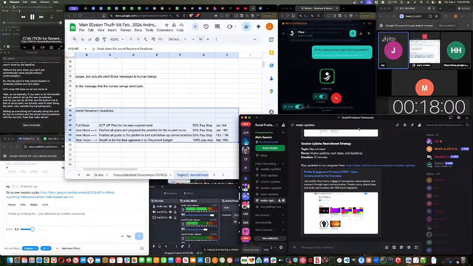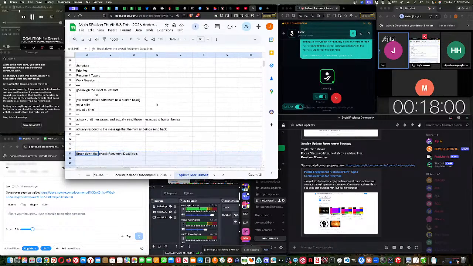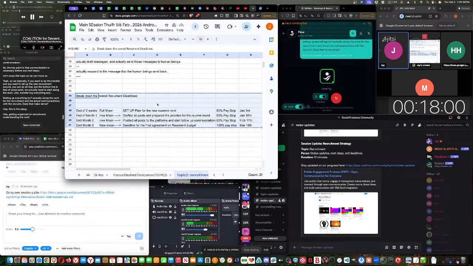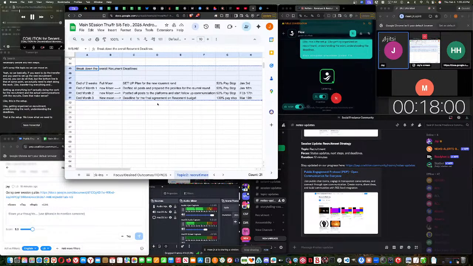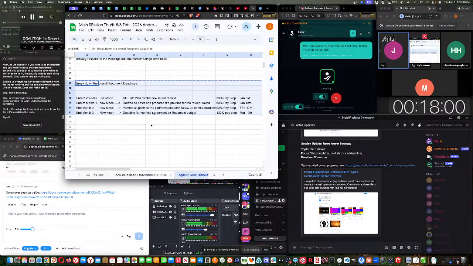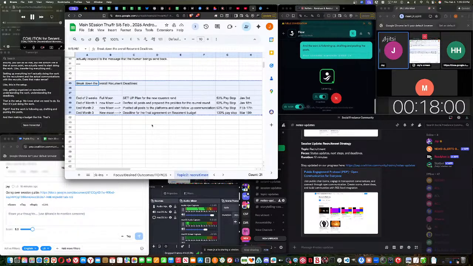Yes. This is the setup. Getting organized on recruitment, understanding the work, understanding the deadlines, that is the setup. We know what we need to do. So then it's just doing the work. Right? And the work is following up, drafting and posting the posts, and then making a budget. That's it. That's the entirety of the work. I guess there's interviews as well.